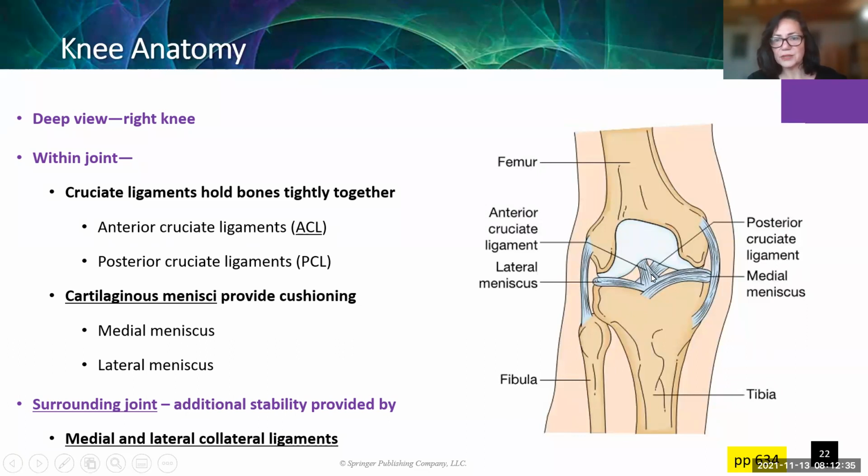In addition to those ligaments, there are also these pads of cartilage. These are called menisci. Singular is meniscus. And they provide extra cushioning. This is a joint that takes a lot of pounding. And as I've already mentioned, the collateral ligaments on either side. And any of those structures can get damaged.